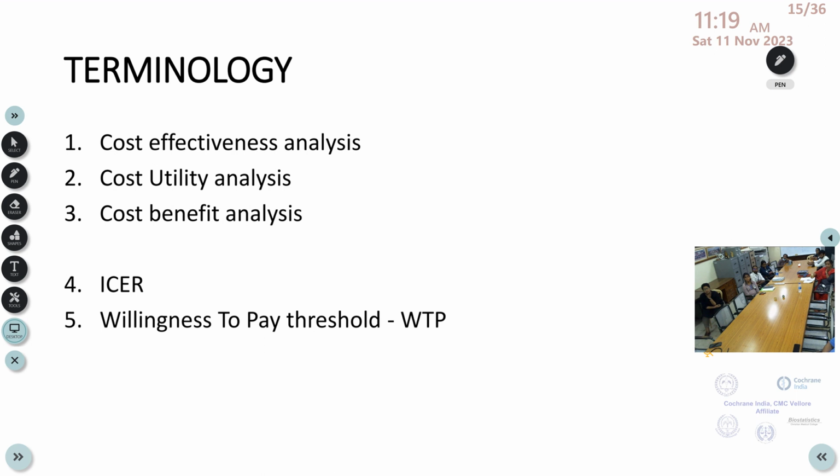So if you don't understand, you can ask. I'll try to explain to the best of my ability. So there are three main terminologies: cost effectiveness, cost utility, cost benefit, and then the ICER and the willingness to pay threshold. All these are very important terms.